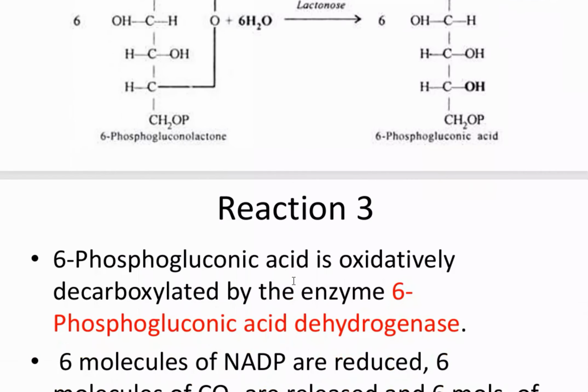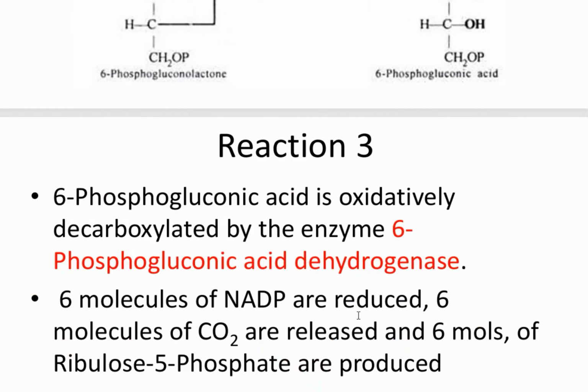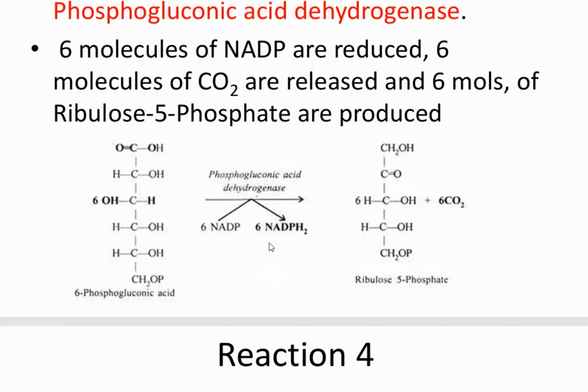Now in reaction number 3, 6-phosphogluconic acid is oxidatively decarboxylated. That means carbon dioxide is removed in this reaction by the enzyme 6-phosphogluconic acid dehydrogenase. Now 6 molecules of NADP are reduced here, 6 molecules of CO2 are released, and 6 molecules of ribulose-5-phosphate are produced. So from 6-phosphogluconic acid, it will produce the ribulose-5-phosphate molecule. This is the same reaction sequence here, with the help of this enzyme and NADP cofactor.